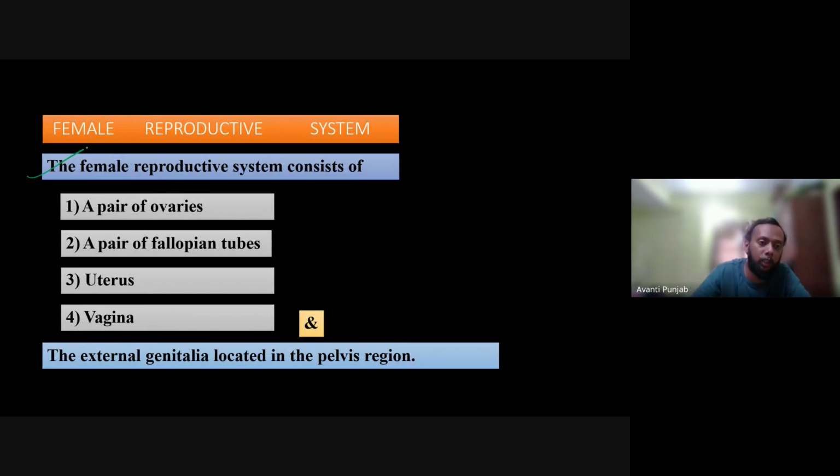The female reproductive system consists of a pair of ovaries, a pair of fallopian tubes, uterus, and vagina. The external genitalia are located in the pelvic region. So there's something called the external genitalia, which is seen in the pelvic area of the female.